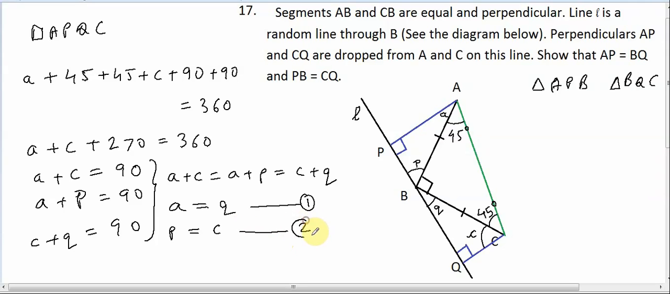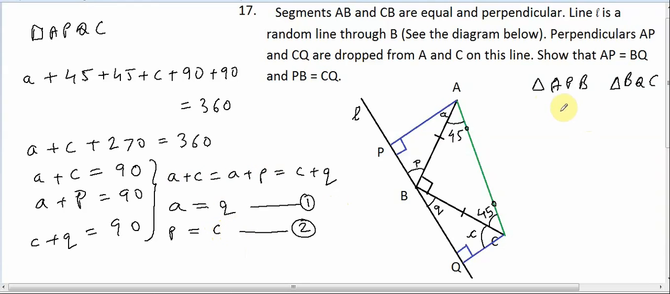This is equation 2. So A is equal to Q comes from this equation and this equation. C cancels, so A is equal to Q, and P is equal to C comes from this equation and this equation. A cancels.